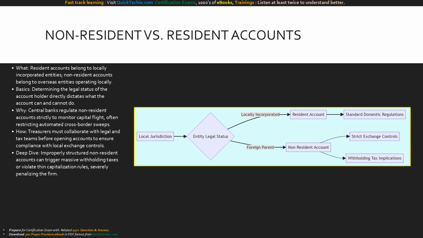However, if your foreign parent attempts to open the account, it becomes a non-resident account. Follow the red dotted lines branching off from there. They lead straight to strict exchange controls and withholding tax implications. This visual serves as a stark warning to all financial professionals. Account architecture is not just about moving money efficiently, it is about strict, uncompromising legal compliance across every border you cross.